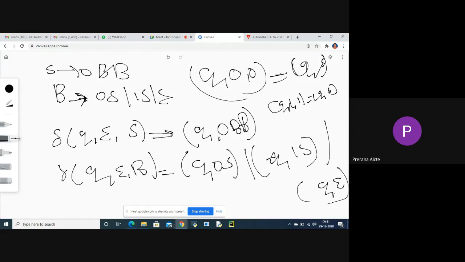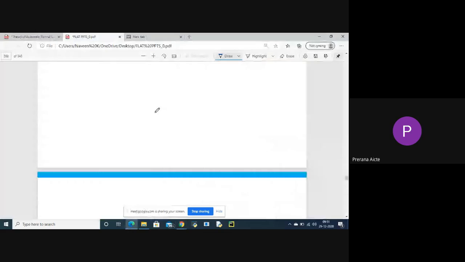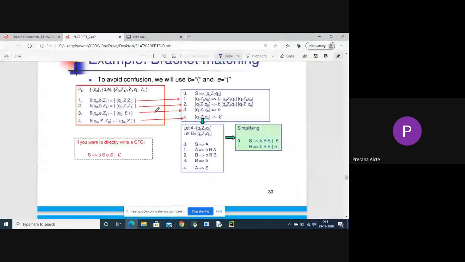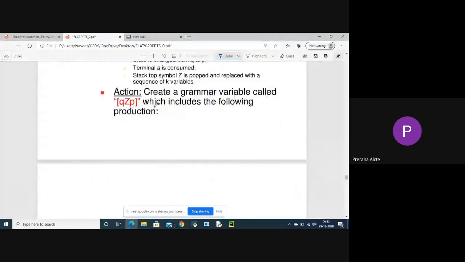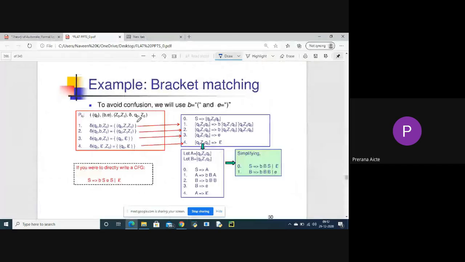Okay, it is the conversion of CFG to PDA. Okay, next we will see the procedure for conversion of PDA to CFG. So here it is also one of the easiest procedures. So see here, these are the productions for the transition functions.